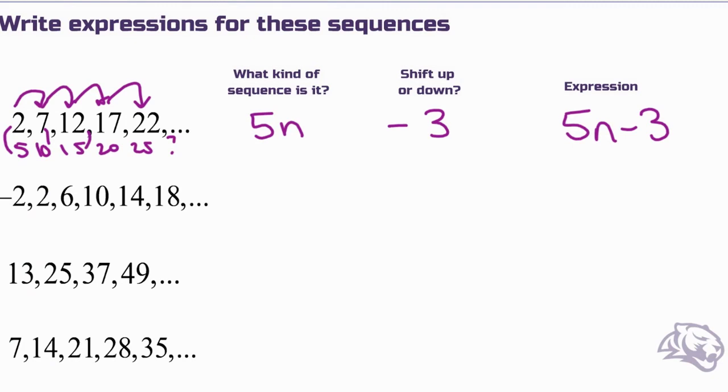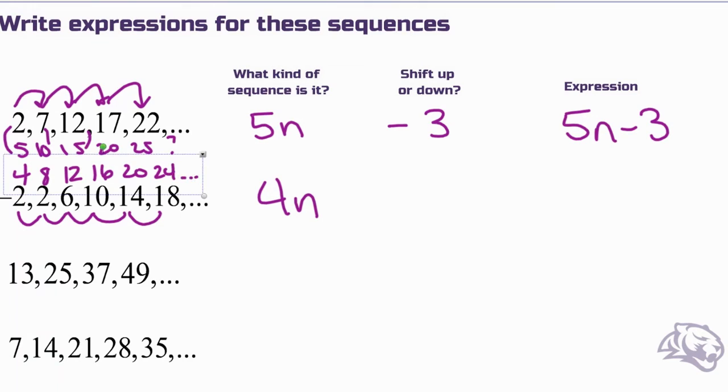Next one, negative 2, 2, 6, 10, 14, 18. What are we counting by here? Every time we move up in this sequence, we are increasing by 4. So this is a 4n sequence, and it is not the 4n sequence because the 4n sequence starts with 4, 8, 12, 16, 20, 24, and so on. So these numbers are all less than the 4n sequence. So this got shifted down. Imagine taking those dots and shifting them to the left on the number line. How far left did they go? Well, these numbers are all 6 less than the 4n sequence. So my expression is 4n minus 6.